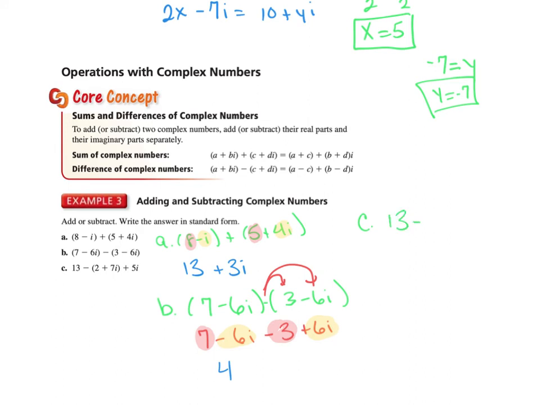So let's look at C. We have 13 minus 2 plus 7i in parentheses plus 5i. So we're going to have to distribute, folks. We've got subtraction in front of the parentheses. So we're going to distribute the subtraction. So we get 13 minus 2 minus 7i plus 5i. And now we need to add like terms. The real part is 13 and negative 2, and that is 11. The imaginary part is negative 7i and positive 5i, and that'd be negative 2i, which is your final answer.